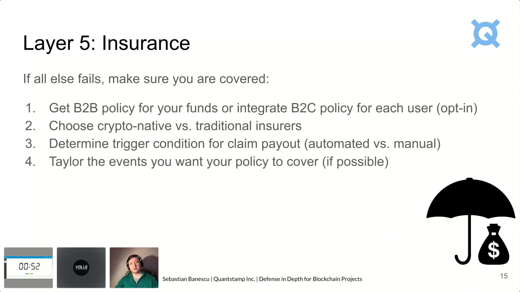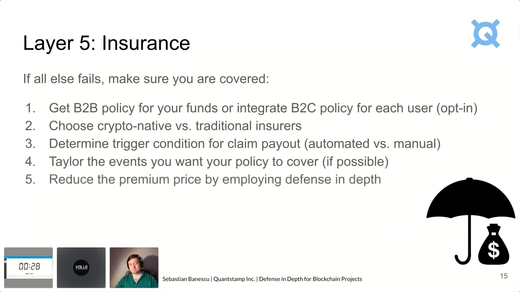You should tailor your policy as much as possible to include as many events as possible. You want to be covered in many cases, and for all of the things that we look for in audits, you can include different types of attacks. You can include 51% attacks. You could include attacks on the oracles which you're using, but you could also exclude them, and this is going to have an impact on your premium price. And you try to reduce the premium price as much as possible by employing defense in depth.